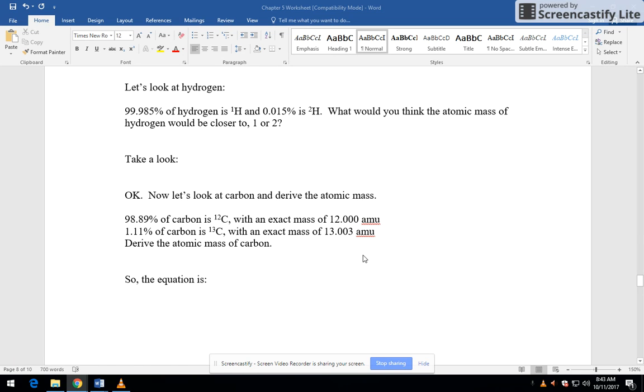So 1, yes, clearly, 99.985% of the hydrogen is hydrogen 1, so clearly it should be closer to 1. Let's take a look, and it is indeed 1.0079. Perfect, okay? Calculating that's not so hard. I'm going to show you how to calculate it for carbon, and then you have a worksheet that you're going to do some other examples with, okay?